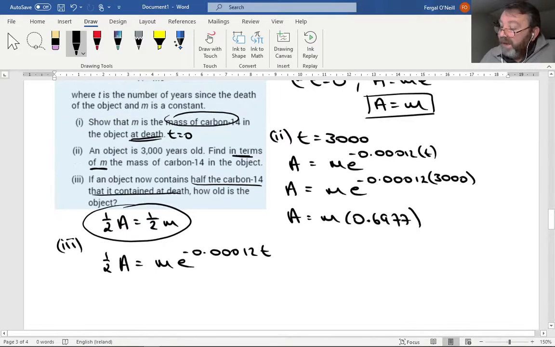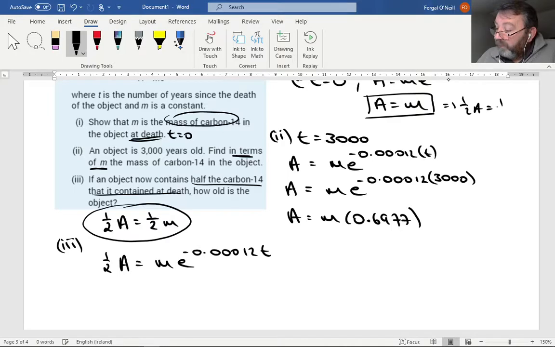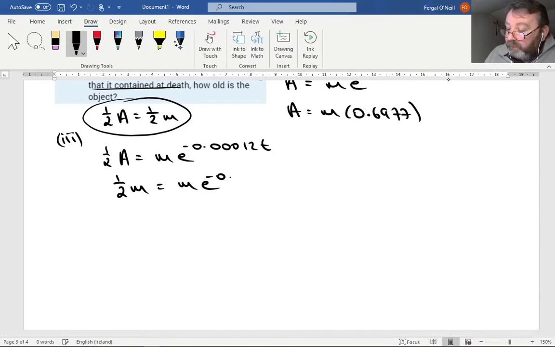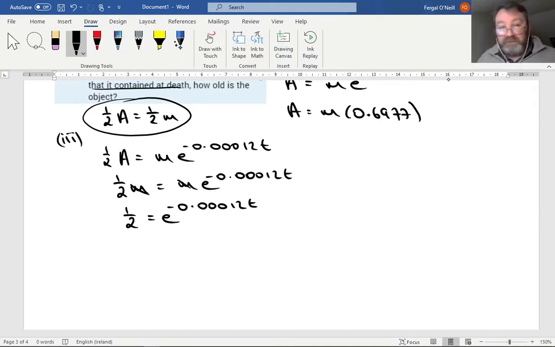Because A is equal to M from part 1, then half the amount can be represented by half the mass. So I'm going to instead write down here half the mass is equal to the mass e to the minus 0.00012 T. The M's will cancel, and that will leave you with a half equals e to the minus 0.00012 T. And now notice, all I've got left is T, but it happens to be trapped in a power. So I've got to get rid of the base that it is a power to, and that means I want to get rid of e, so I'm going to bring in the natural log on both sides.